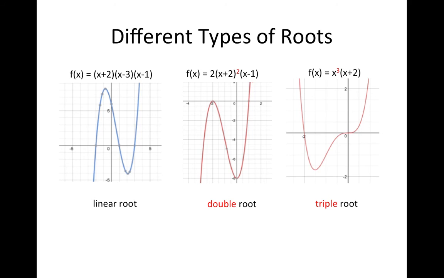Now, let's explore different types of roots. To determine the roots of a function, the function's equation must be fully factored. The function on the left has linear roots and passes through the x-axis at the value of the roots. The function in the middle has a double root and changes direction at the value of the double root. The function on the right has a triple root and has a point of inflection at the value of the triple root.